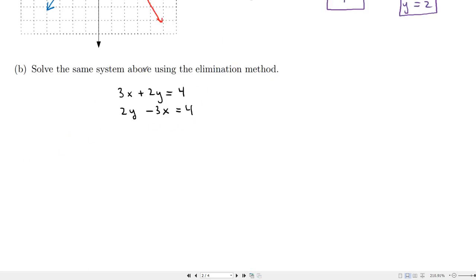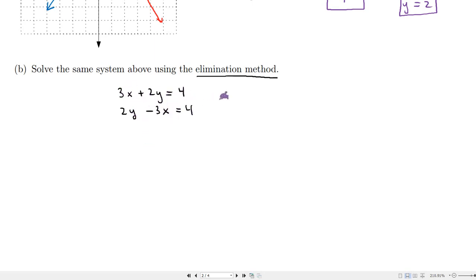Now let's solve the same system using what's called the elimination method. So the elimination method is you are going to take one of these equations and scale it so that we can eliminate one of the variables. And let me show you how this really works.